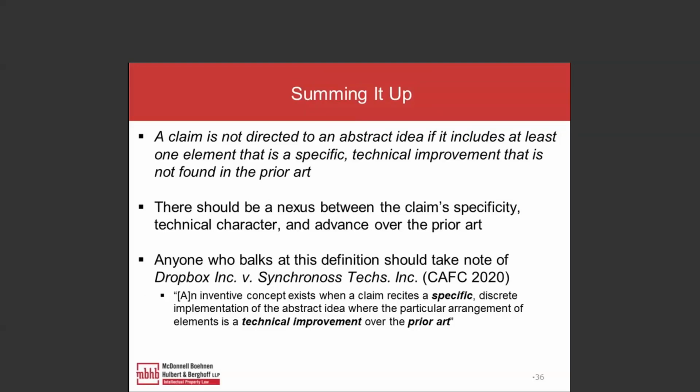Okay, so if I were to sum all of this up, all of this talk about the 3 factors, I would tell you this in one sentence: a claim is not directed to an abstract idea, or really to a judicial exception, if it includes at least one element that is a specific technical improvement not found in the prior art.